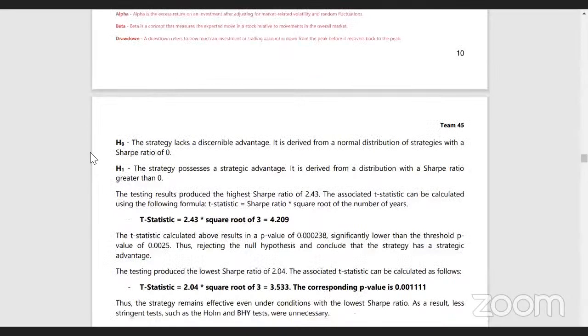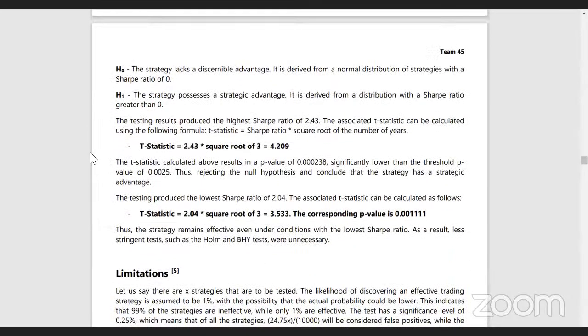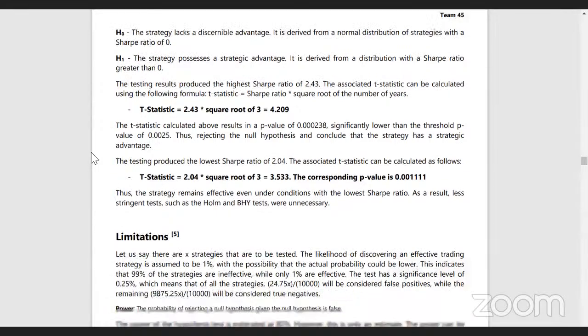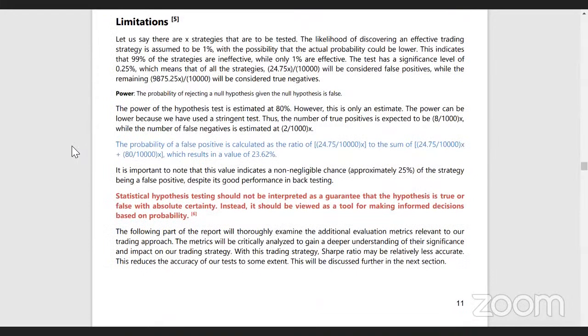The null hypothesis for this test is that the strategy lacks a discernible advantage. It is derived from a normal distribution of strategies with an average Sharpe ratio of 0. The alternate hypothesis is that this strategy possesses a strategic advantage. It is derived from a distribution with a Sharpe ratio greater than 0. All the testing combinations pass our test. That is, the null hypothesis can be rejected. In the limitation section, we found that the false positive rate of our test is 23.62%. This means that there is not a 100% guarantee that the null hypothesis can be rejected.